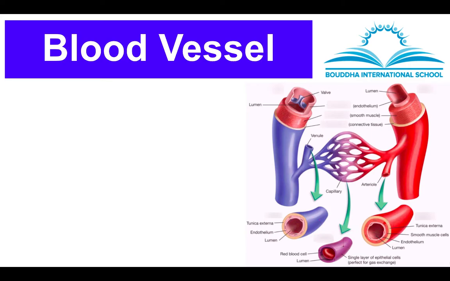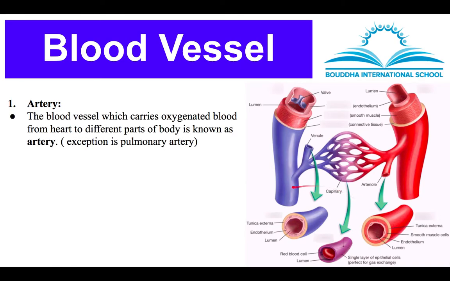The reason is that in the artery the blood flows with high pressure, because the artery takes the blood from the heart. When the heart contracts, the blood flows into the artery with high pressure. So to balance that high pressure, the wall of the artery is thick. This blood vessel carries oxygenated blood from the heart to different parts of the body. The artery receives blood from the heart, and when the heart pumps, the blood comes out with high pressure. That is why it has a thick wall.